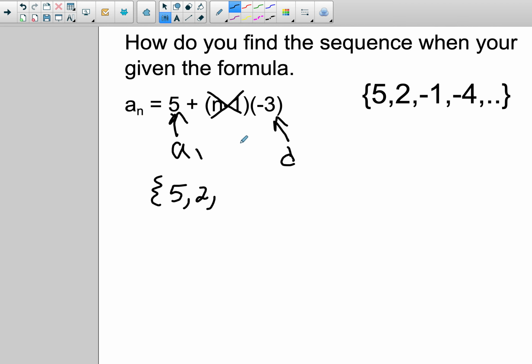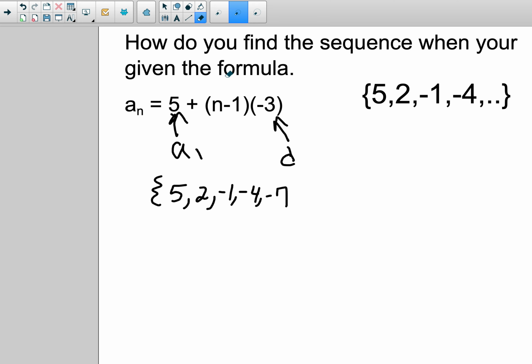What is 2 minus 3? That ends up being negative 1. What is negative 1 minus 3? That ends up being negative 4. And then you can keep doing that pattern if you want to by hand, or now you could use that given formula to find whatever term you're looking for.